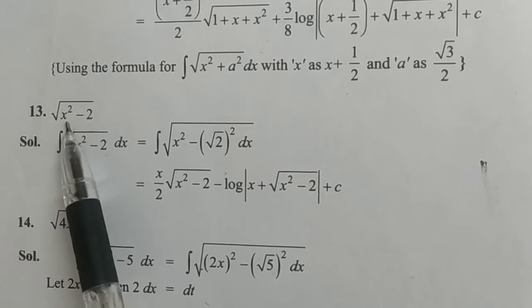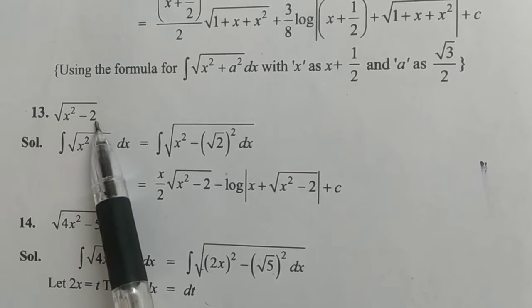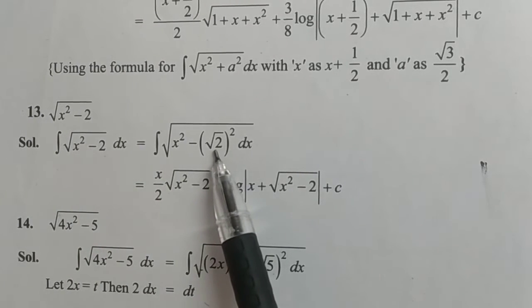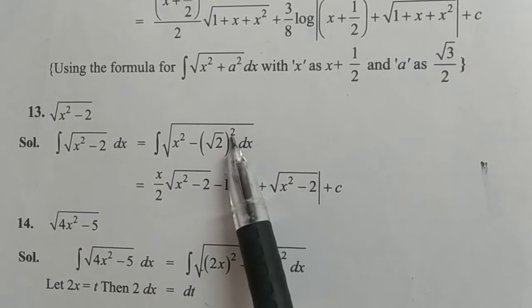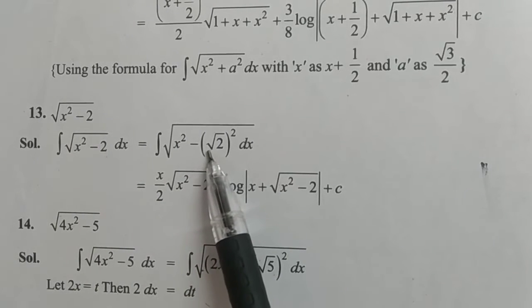So here there is no x term, only x square. So write this 2 directly in the form of a square. We get root 2 the whole square. So we have square root of x square minus root 2 the whole square into dx. So we can directly apply the formula. What is the formula?